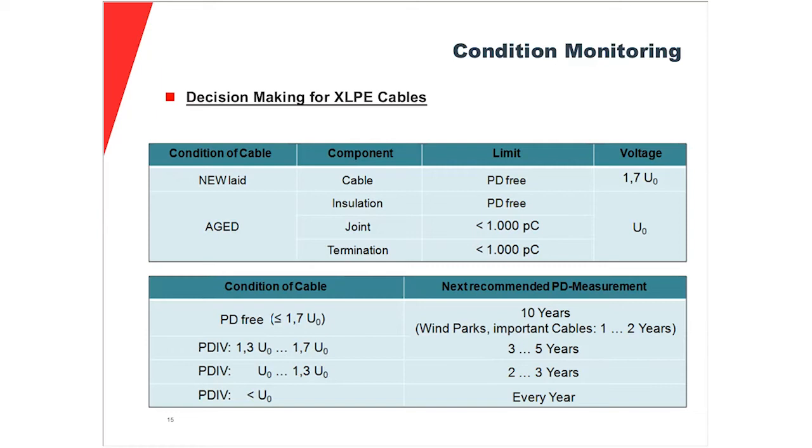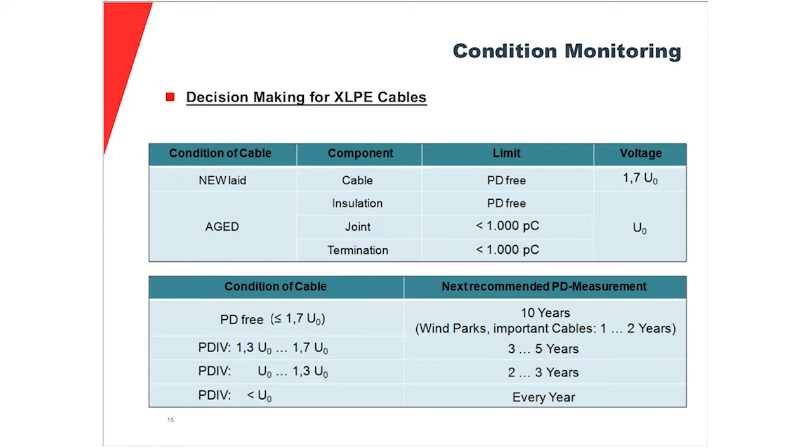What do we recommend in regard to cycle of test? So if you have here a PD-free cable, which is PD-free up to 1.7 U0, we recommend to leave that cable for 10 years, no reason to redo it. However, there's always an exception to the rule. If you have very important cable, where you cannot allow them to fail, it is probably better. I wouldn't go to 1 to 2 years as written here, but I would like 3 to 5 years to redo the test if these cables were found completely PD-free up to 1.7 U0.